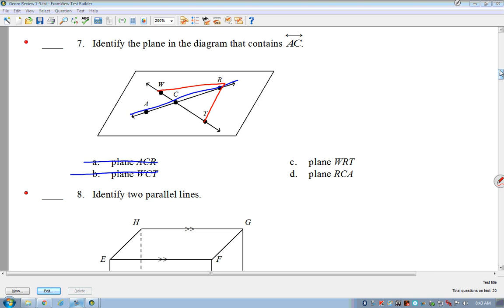Because if you look at RCA, RCA is just the line again, right? All of these others are just lines. The only one that's a possibility is WR and T, because those are the only 3 non-collinear points that we have. Okay? But because it contains a point that's on line AC, it contains line AC. You with me? Okay.